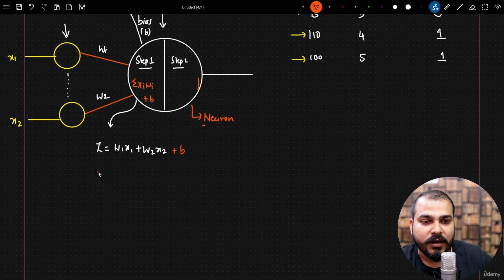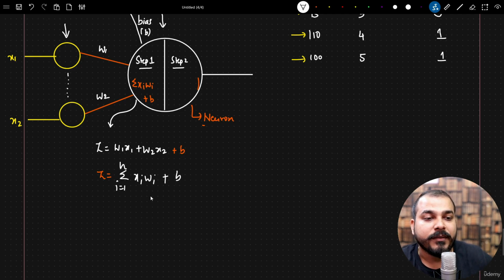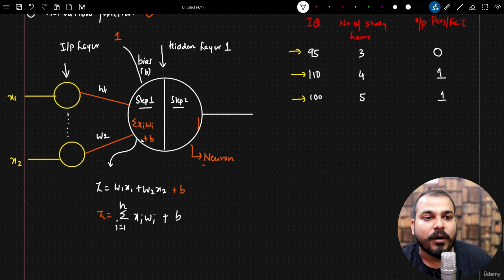So in short, what I'll do, I will write Z is equal to summation of W of I, X of I plus B, right? So very simple operation over here, what I have actually written, okay? Or I can also write this as X of I of W of I, same thing, right? So I will basically write summation of I is equal to 1 to N, X of I, W of I plus B, right? So this is the step 1 operation.